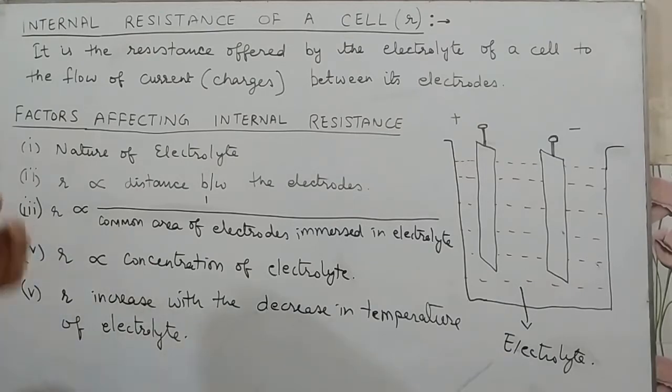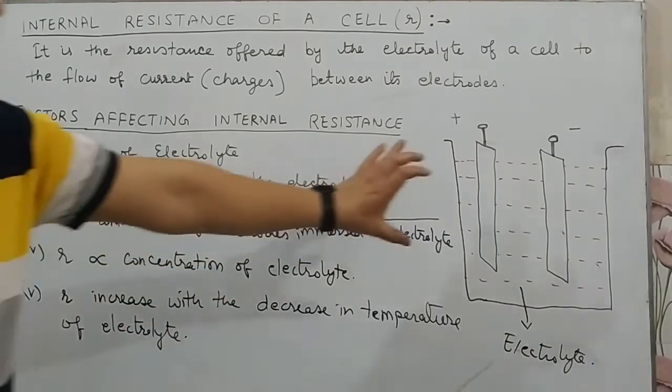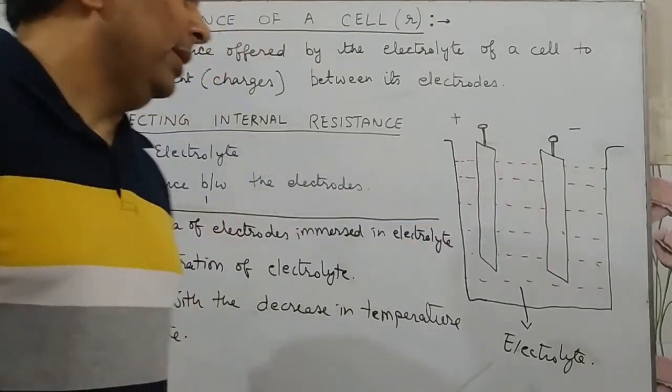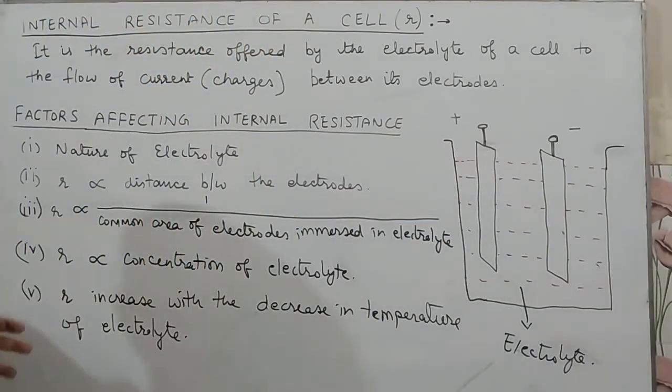Third, internal resistance is inversely proportional to the common area of electrodes immersed in electrolyte. So you can see here, this is the area which is immersed in the electrolyte. So more the area, less will be the internal resistance.